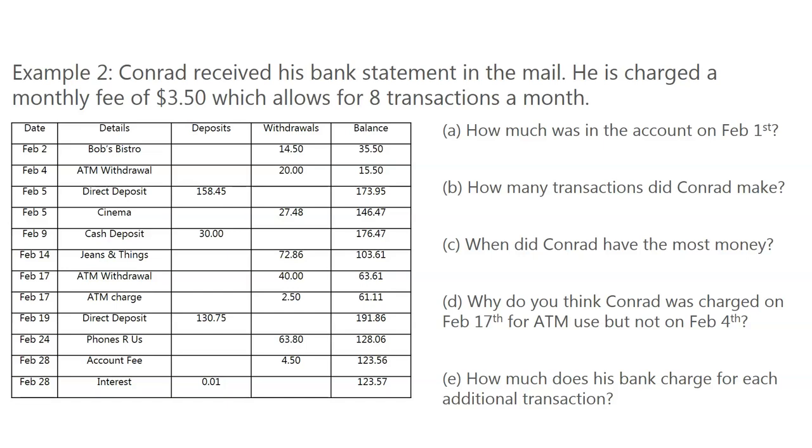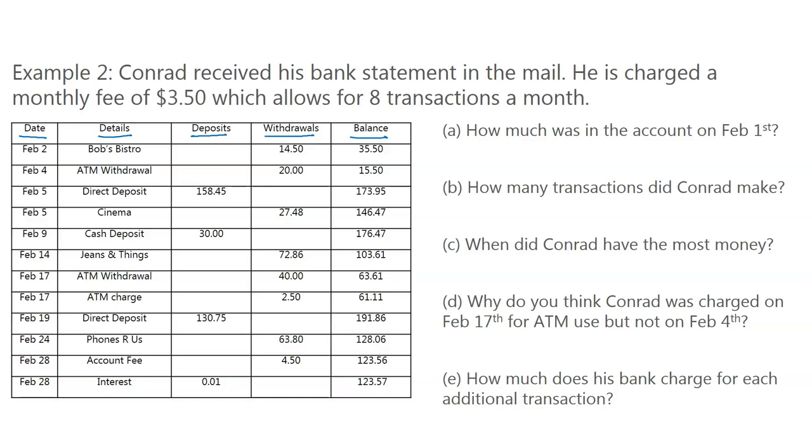Now for example 2, it says Conrad received his bank statement in the mail. He is charged a monthly fee of $3.50, which allows for 8 transactions a month. Now if we look at the statement, we see that on the left is the date. Then we have the details of the transaction. Then we have deposits. Here's all the withdrawals. And then the balance, which shows how much money he has.